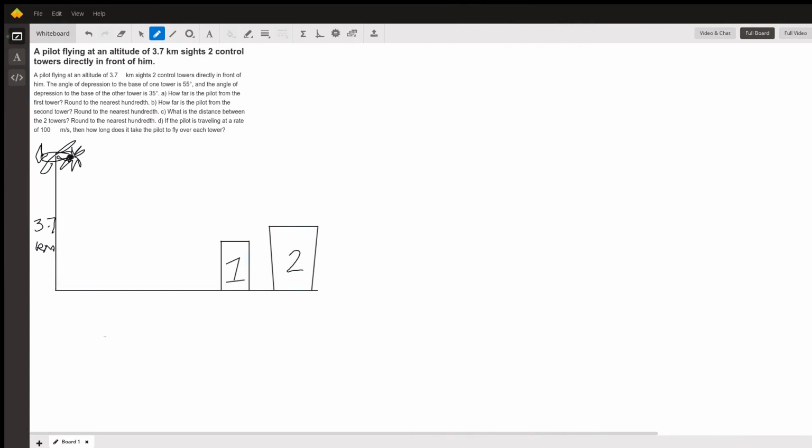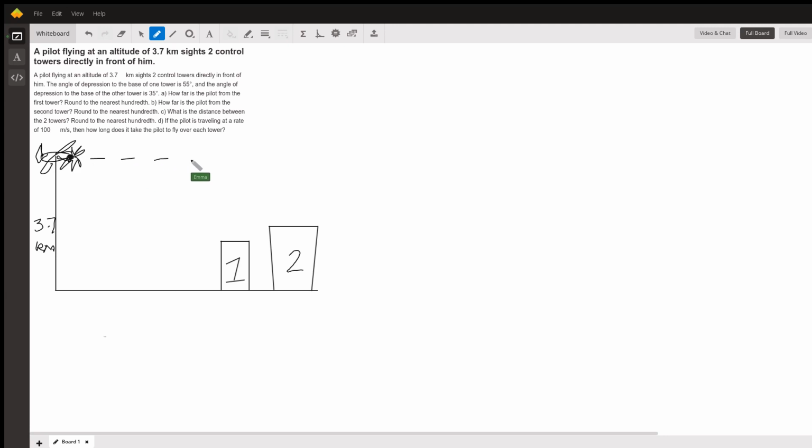Okay, so this problem involves an airplane at an altitude of 3.7 kilometers. And then in front of it are two towers, towers 1 and 2, and it doesn't matter how tall they are. So I just made 2 a little bit taller, but there's no difference. But what we do know is that the angle of depression to tower 1 is 55 degrees. The angle of depression to tower 2 is 35.